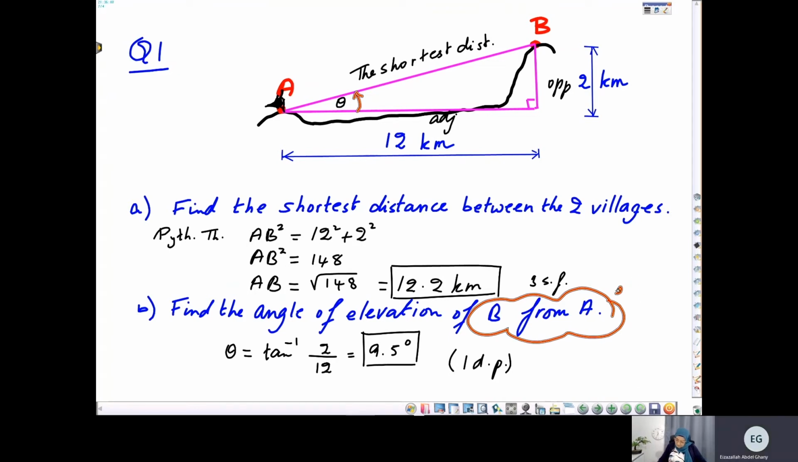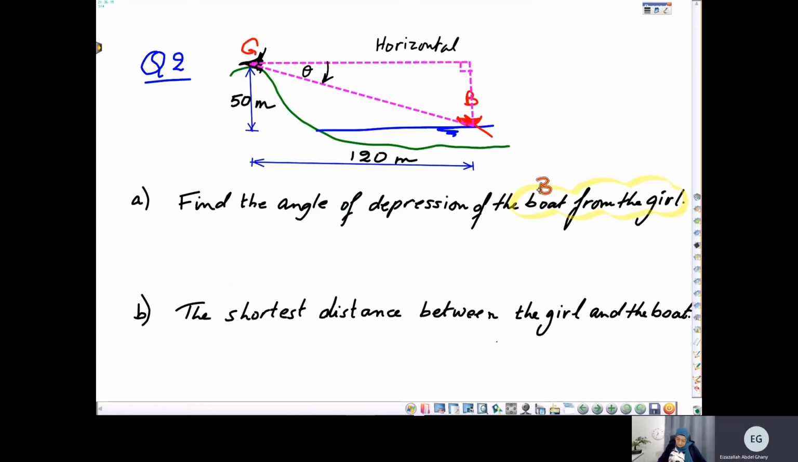Your eye at A. And here the boat, which is B from G, your eye at G. So now we have everything on the pink triangle. Here's the height, 50 meters.